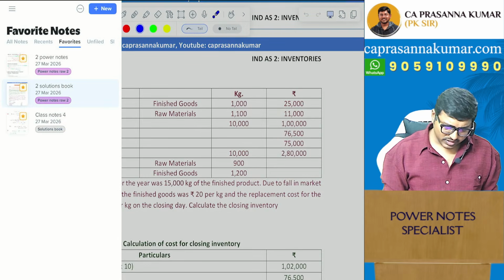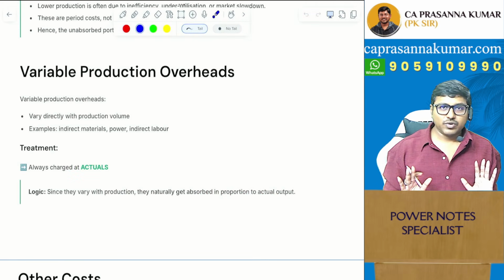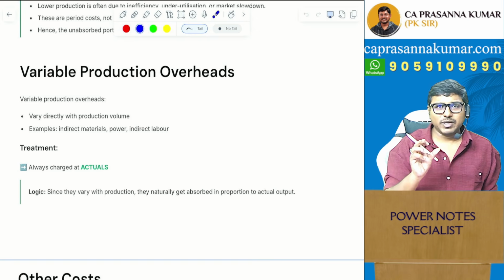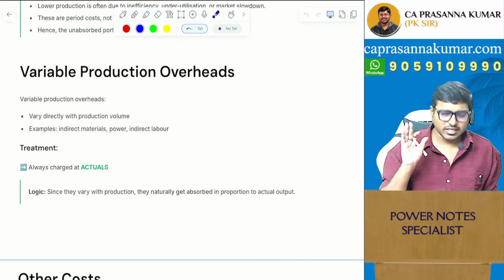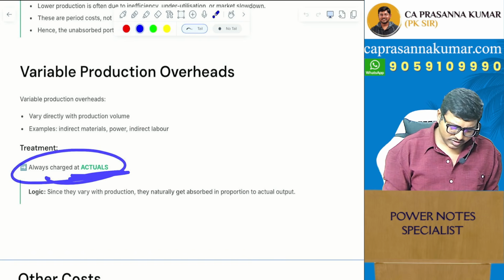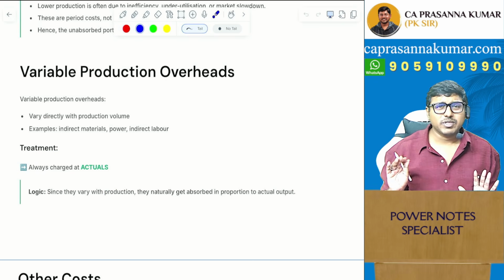But generally, if there is variable production overheads, it will be given in the question. Directly you take it per unit basis, multiply with number of units, you'll get the answer. That's why I've written here, always charged at actuals. Whatever is given in the question, copy paste, just like labor.